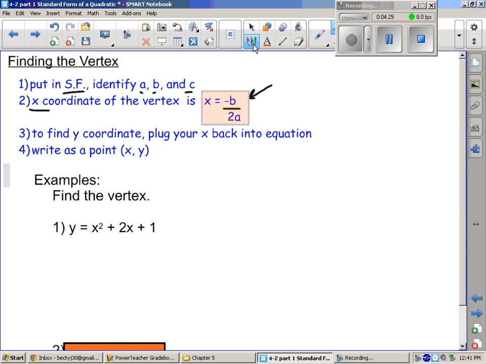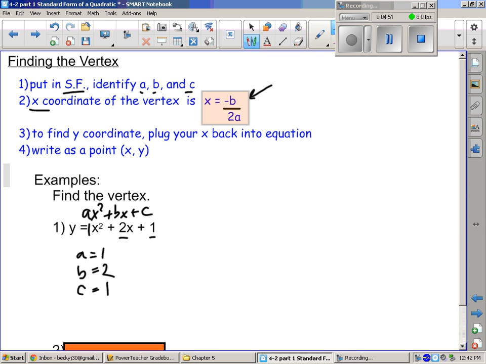All right, here we go. So first thing I'm going to do is put it in standard form, which it already is. Then I'm going to write that right above it, ax squared plus bx plus c. So now I can see exactly what a is. I have a 1 in front here, so a is 1. The b turns out to be the 2 right here, and then the c is 1.